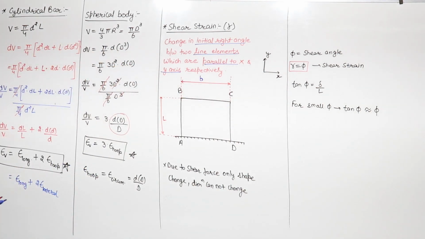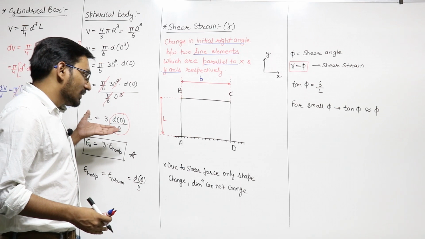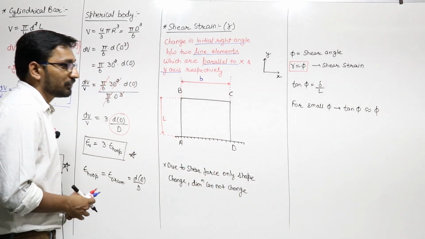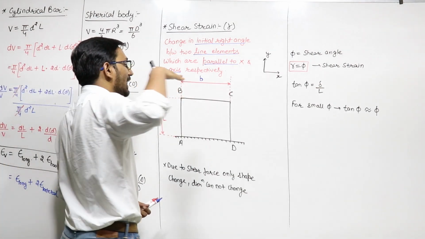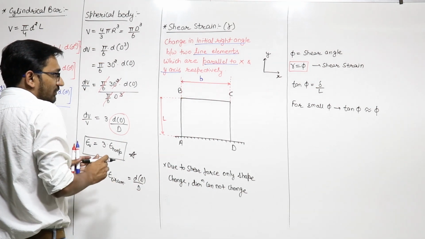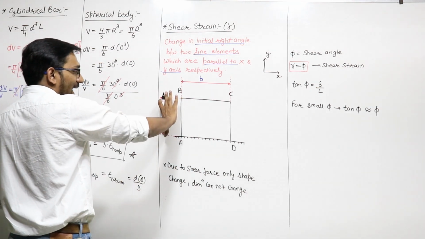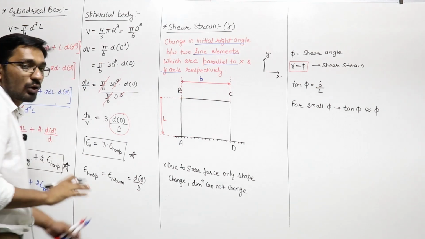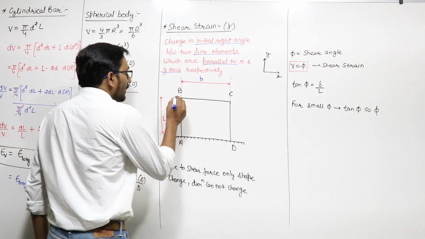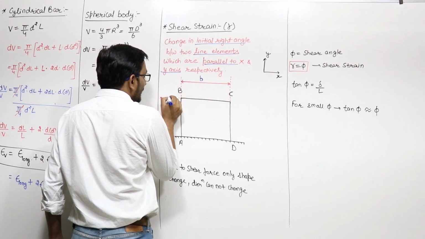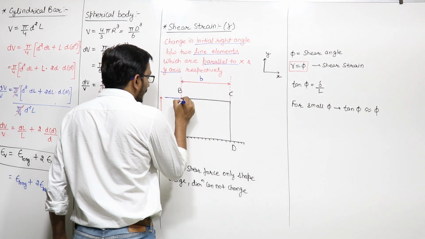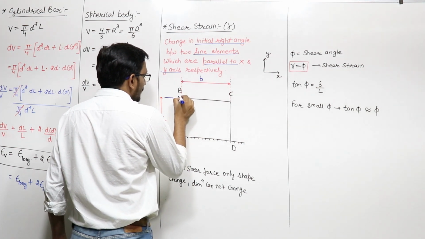This body is ABCD, right? This bottom plane is fixed to the ground. This plane is the cross section. BC is a cross section. So if this is the body of length L and width B, that is before loading. Now I applied a load P on this face BC. Just see, we applied a load P here. Right, this is a load P.